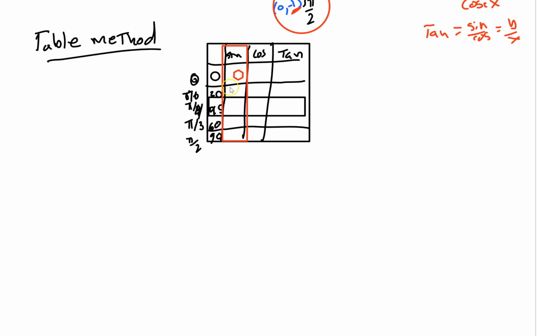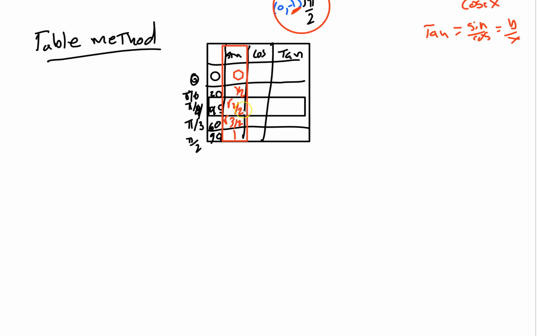So sine of 0 is 0. Sine of 30 is 1/2. Sine of 45 is rad 2 over 2. Sine of 60 is rad 3 over 2. And then sine of 90 is 1. So that's the key. If you get that down, you start low and go high, right? Sine: 0, 1/2, rad 2 over 2, rad 3 over 2, 1. If you get that down, you're going to be fine with the table method.